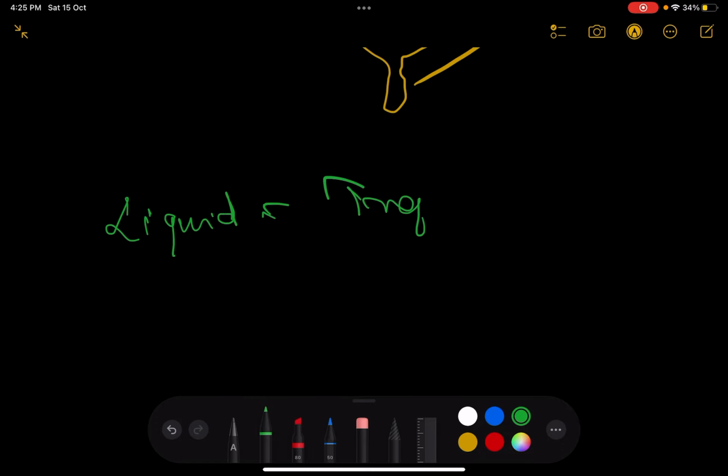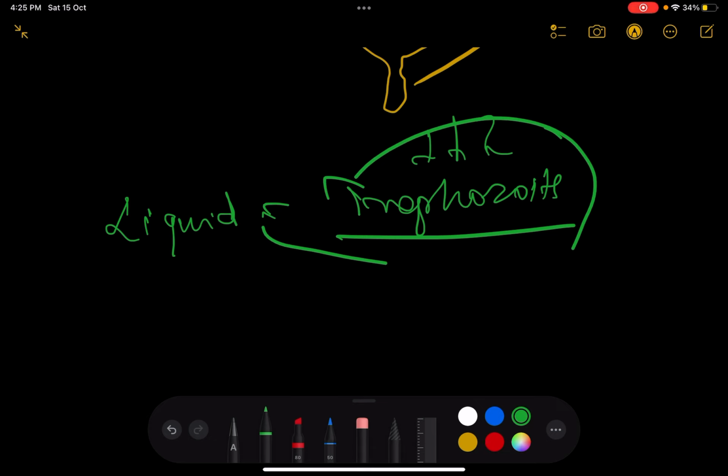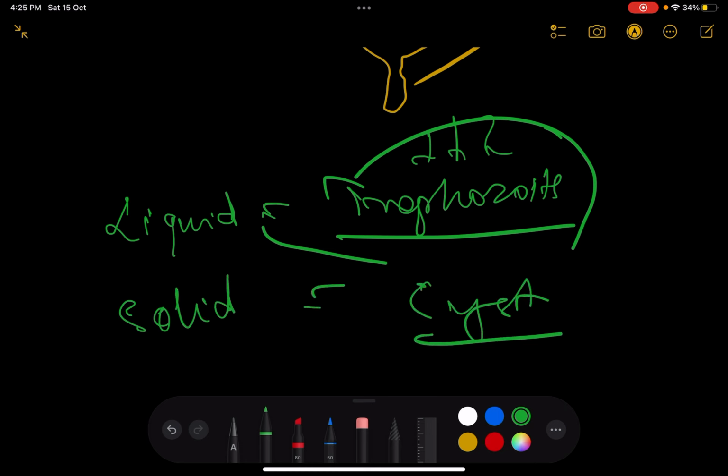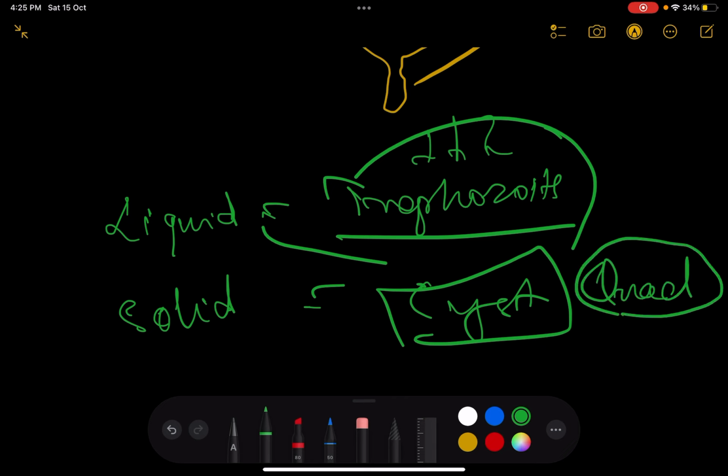Why will you see trophozoites if the stool is liquid? Because the trophozoite is in the small intestine, and because of liquid stool, probably because of excessive secretion at the small intestine level, all these trophozoites are washed out. What if it's a solid stool? If it's a solid stool, you'll see cysts, and mostly the quadrinucleate, because as I told you, it's found in stool most predominantly.